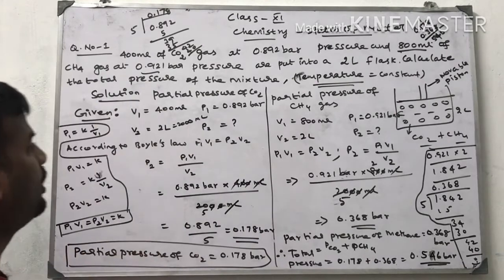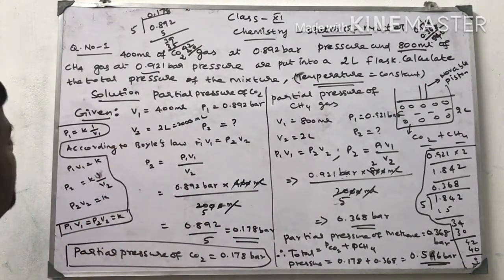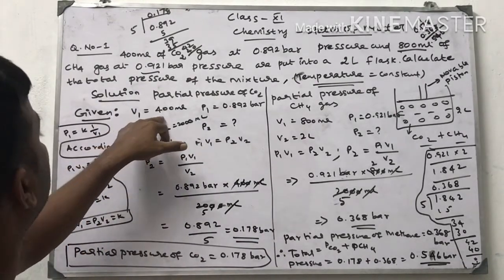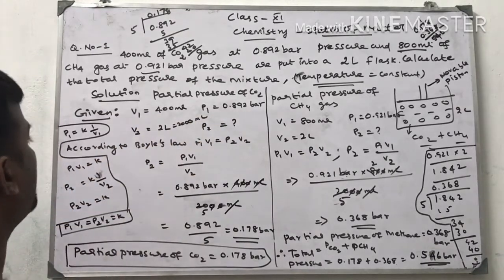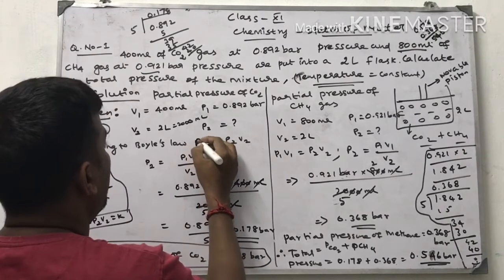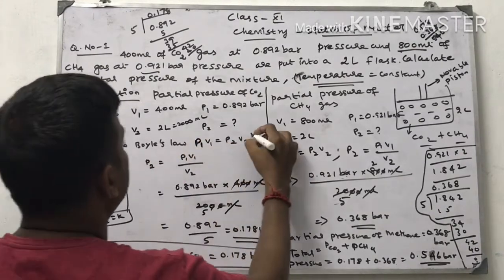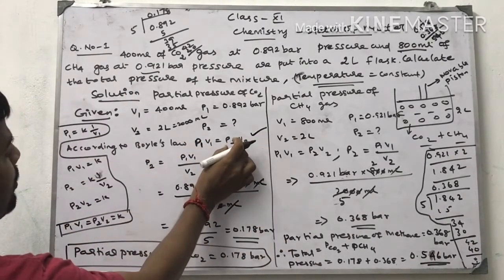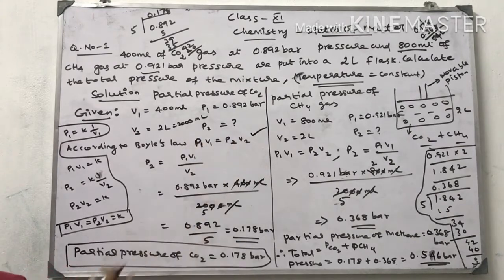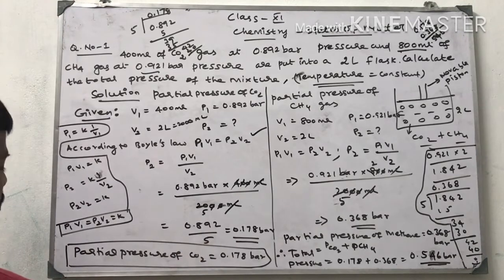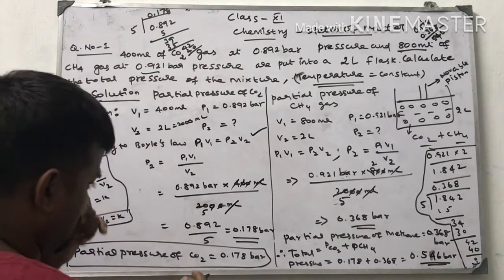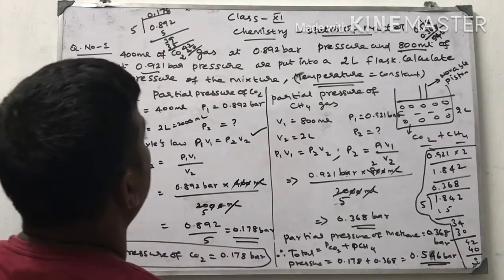This is our work. Solution. First you have to write the given. Here 400 ml is V1, P1 is this one, V2 is this one, P2 we are going to find, applying Boyle's law, P1 V1 is equal to P2 V2. We want only P2, so V2 goes to the denominator. Substitute the values, simplify, you get this. Therefore, the partial pressure of carbon dioxide is equal to 0.178 bar.